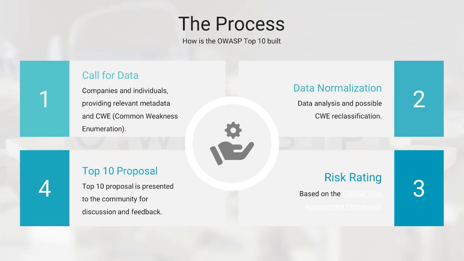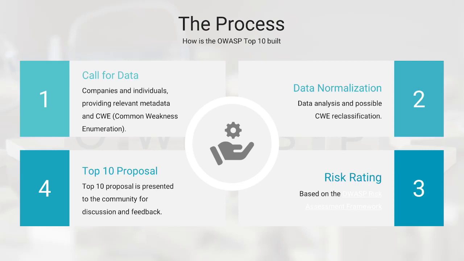The process starts with a public call for data so that companies and individuals can contribute their data. Provided data should include some metadata, such as whether results came from a human-assisted tool or a tool-assisted human approach, and the list of vulnerabilities following the core common weakness enumeration. Contributed data is analyzed and normalized, and some may be subject of reclassification to group things in bigger buckets.